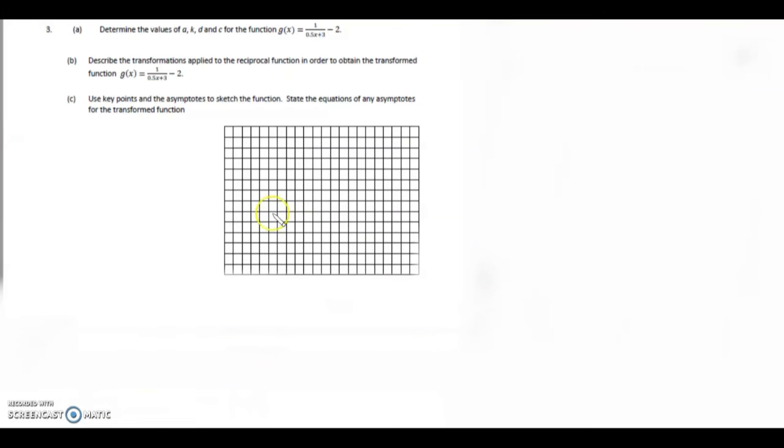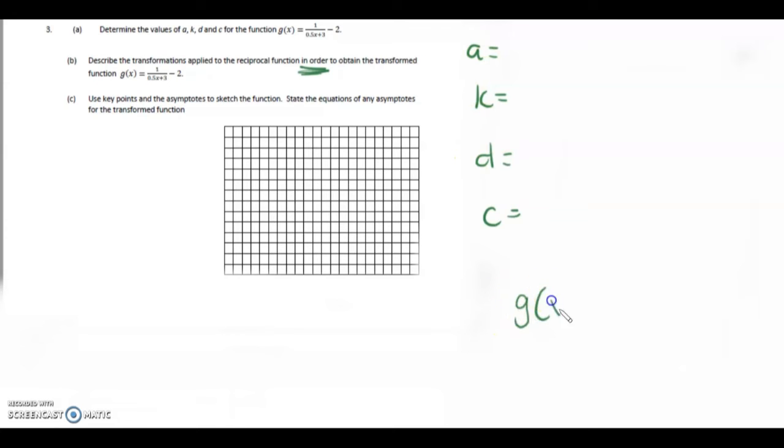Okay, so same type of question. Determine the values of a, k, d, and c for this function here. And then I'm going to describe the transformations applied. I'm going to do this in order. If you write these down in this order, they're in order anyways. It's not so self-explanatory with the 1 over x function, but when you go through a function from left to right, the transformations are in order already.